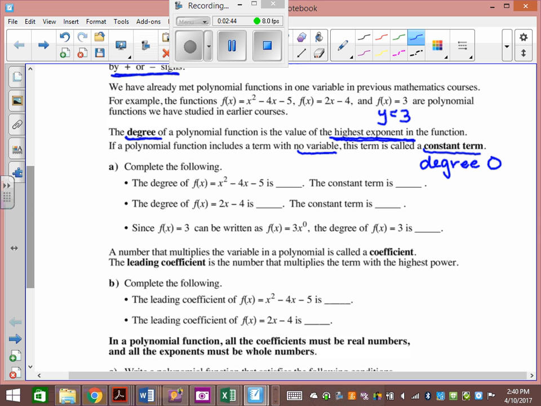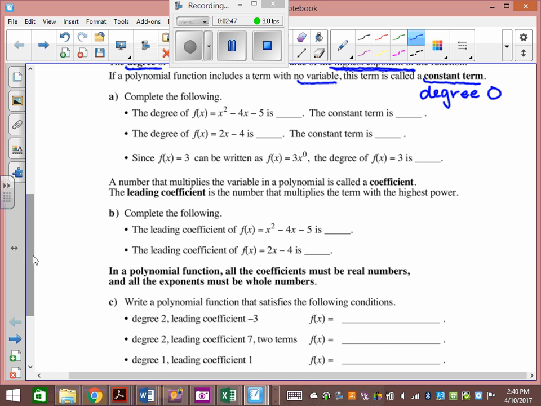So we're going to look at A. Complete the following. The degree of f of x equals x squared minus 4x minus 5 is what? What's the degree of that one? What's the largest exponent, Kale? X squared minus 4x minus 5. What's the largest exponent? Exponent is the raised number. The high number, the tall number, the large one. It rhymes with foo. Yes, 2.